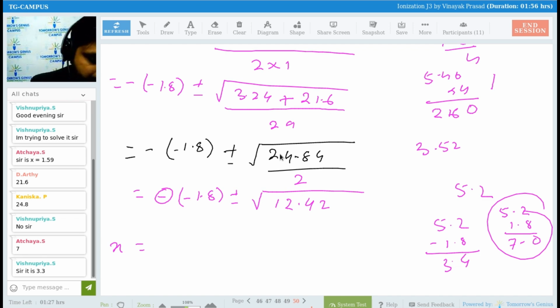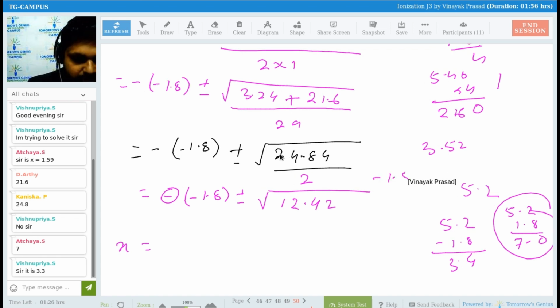X is equal to 3.2. See, minus 1.8, just a minute. Minus 1.8, right? And again, it will be what? We have to just see. We can do one thing. Actually, the root, if we are taking the root, so 24, see, just a minute. We can do one more thing, right? Minus 1.8 plus what? Just a minute. Can we add these two and divide by 2? Vishnupriya, where did you get 3.3? Can you please tell me that?